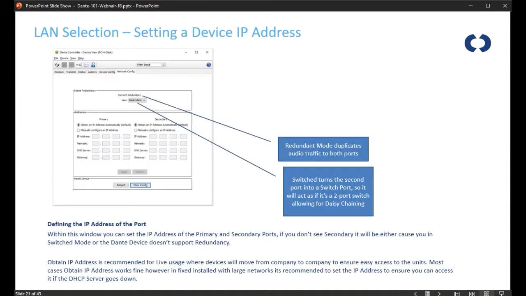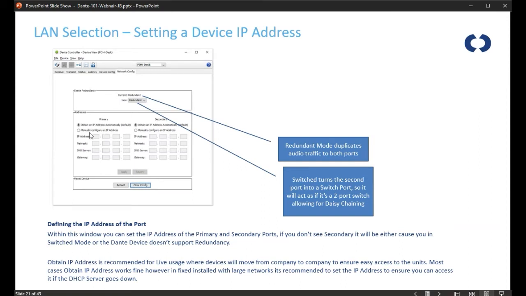Next thing is setting a device IP address. When you double click on the device, it'll pop up with this, and in here you can select your IP addresses. We're looking at a Brooklyn chipset specifically here, so it's got a secondary and a primary, and it's currently in redundant mode. If you click on this drop down, there's another mode called switch, which I'll explain towards the end of this. But what we want to know is that obtain IP address automatically is effectively DHCP or auto IP. When that's activated, it's either going to take a DHCP IP address that's dished out by a switch or a server, or it will default to a 169 address.